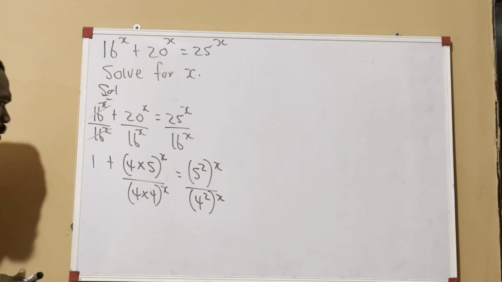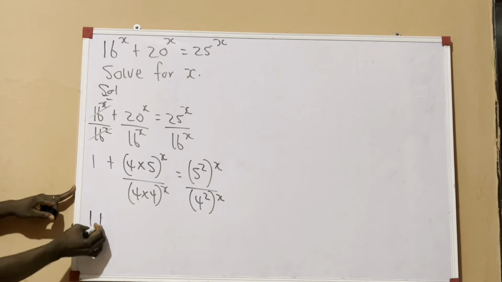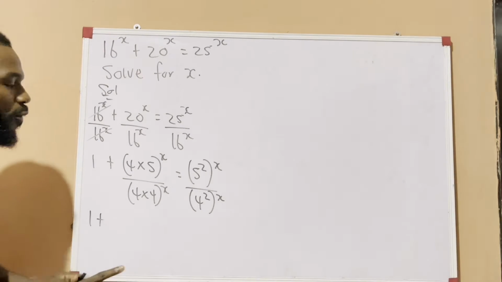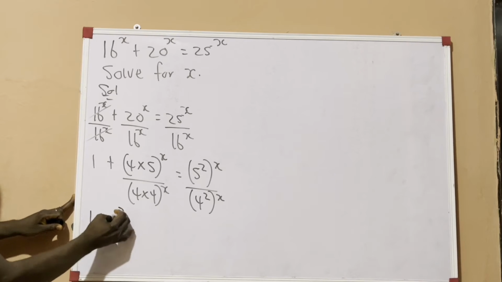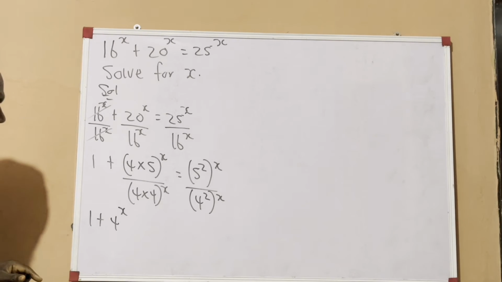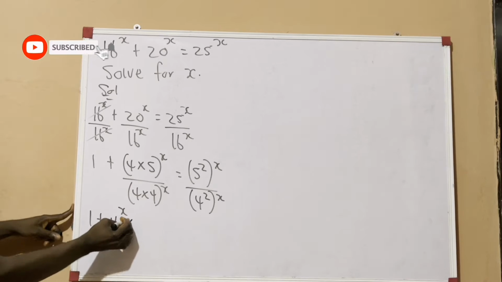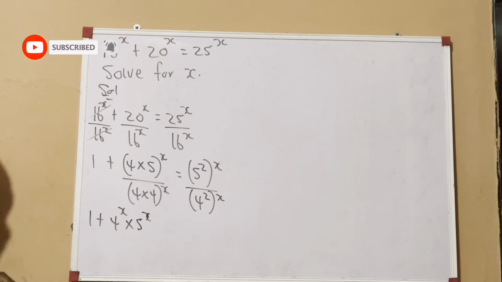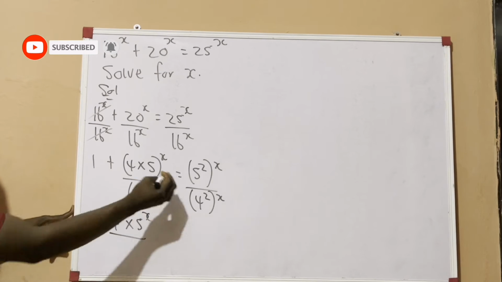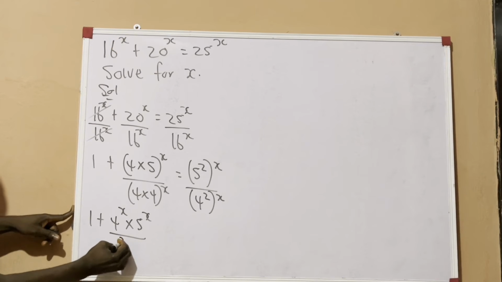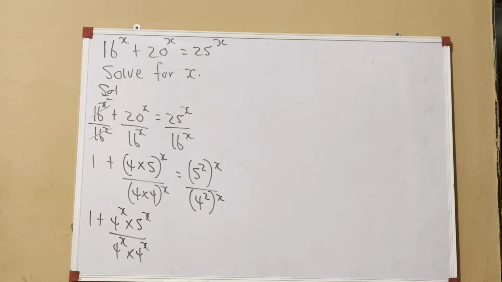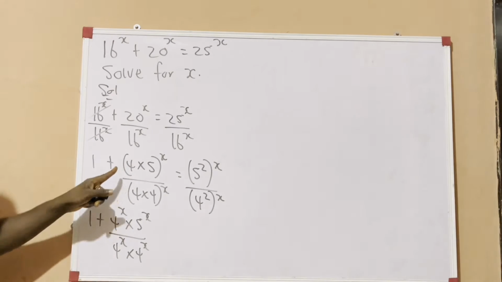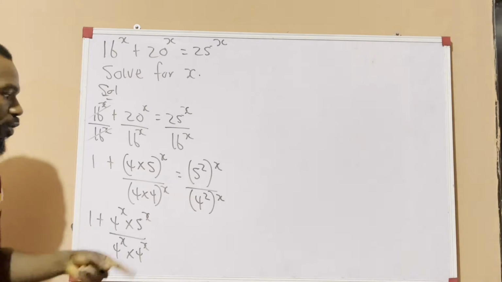Good. Now here becomes 1 plus, now 4 times 5 raised to the power of x can also be written as 4 raised to the power of x times 5 raised to the power of x. Alright. Over here also can be written as 4 raised to the power of x times 4 raised to the power of x. Okay, why is it possible? Because both have a common power, which is power x.